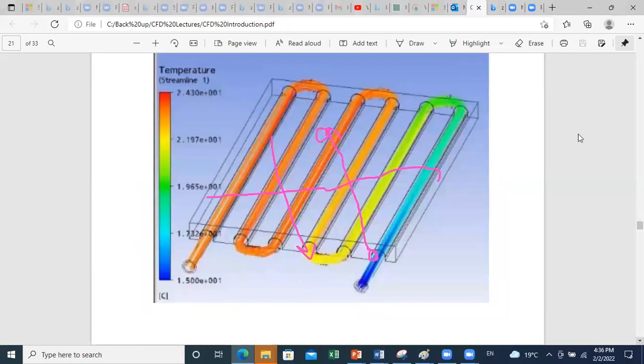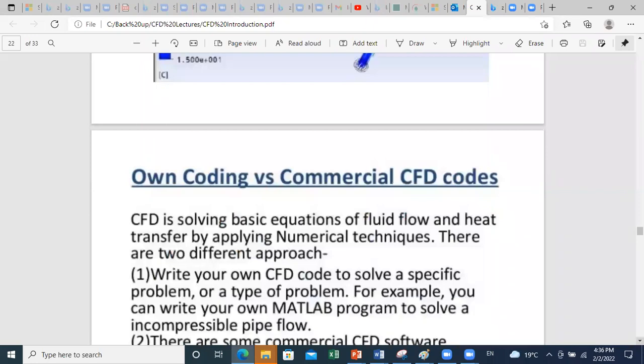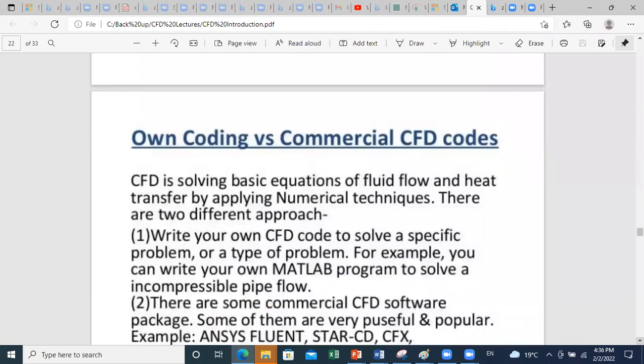Now you can compare, using CFD, different configurations of heat exchangers. You can just change the geometry according to the type of heat exchanger you want to investigate, and then put in your inputs and see how the temperature varies to determine the performance of your heat exchanger. So we have considered different engineering applications where CFD is used.